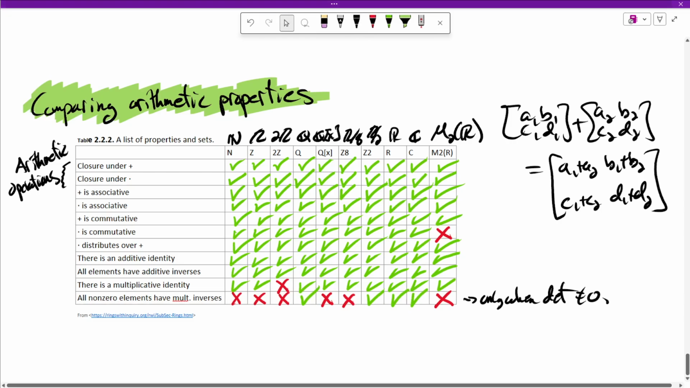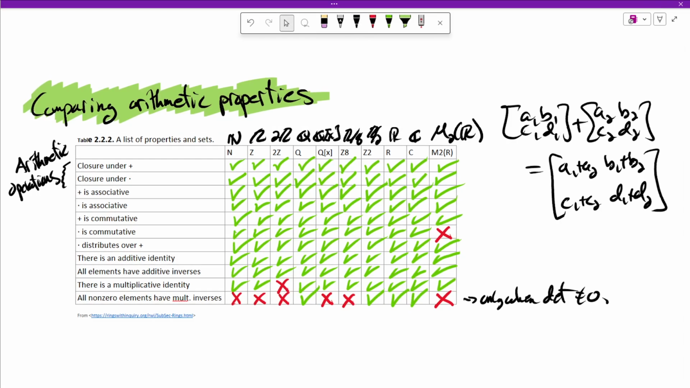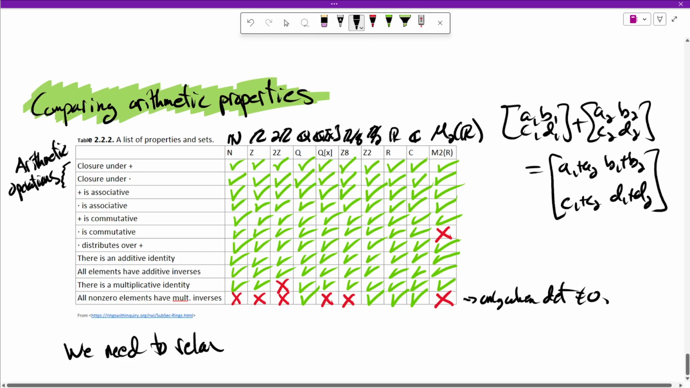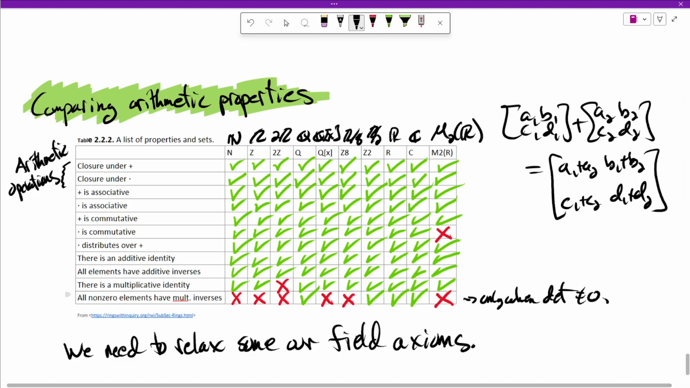All right, so what is this trying to say for us? Well, it's trying to say that if we want to think more broadly about doing arithmetic in other number systems, we're going to have to relax some of our field axioms. In particular, we're definitely going to have to throw out the existence of multiplicative inverses.